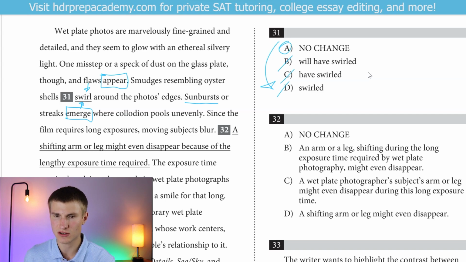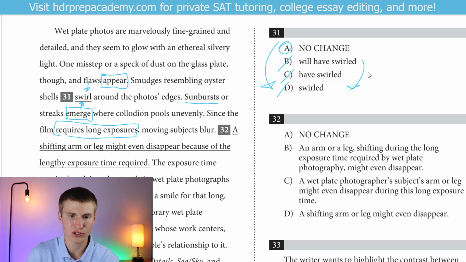I got to keep it in the present tense. All these other answer choices are not in the present tense, or at least not in the simple present tense. All right, then we have: since the film requires long exposures, moving subjects blur. We have: a shifting arm or leg might even disappear because of the lengthy exposure time. Well, we already said that it requires long exposures, so any answer choice that repeats that, I'm going to get rid of. So I can get rid of A.